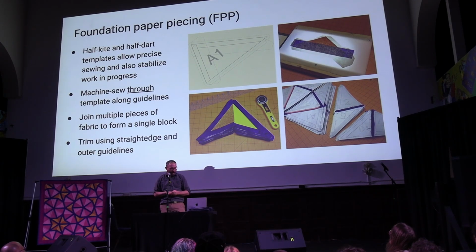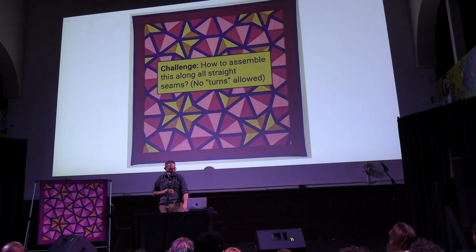And so you can basically take these little templates, and each template, an 8.5 by 11 sheet of paper, converts into either a half kite or a half dart. And then you can trim using a rotary cutter, and you can see I'm making big piles of these things. And then you can start to sew them together into bigger modules as well.